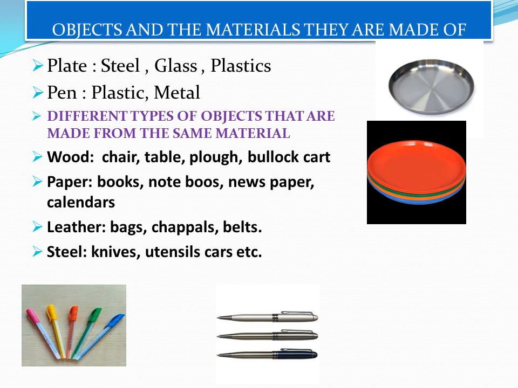In the same way, many other things are made from paper: books, notebooks, newspapers, calendars, etc. And look at our bags, chappals and belts. All these three items are also made from leather. In our house we are using so many steel items. Steel plates are there, glasses are there, knives, so many other cooking utensils. All these are made of steel. So now we have learned that objects that are made from the same material, with the help of the same material, different types of objects we can make.